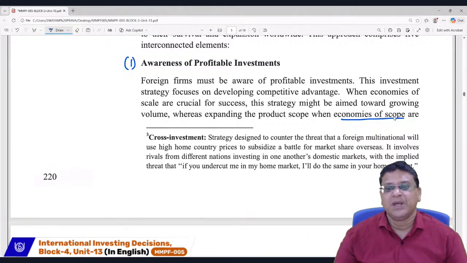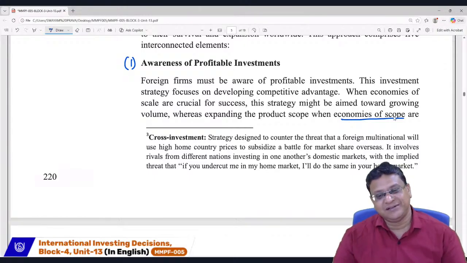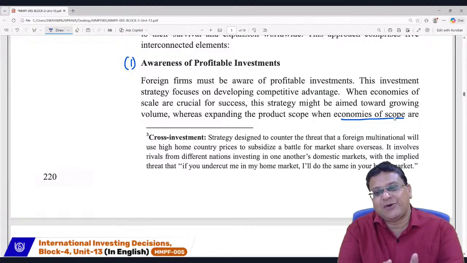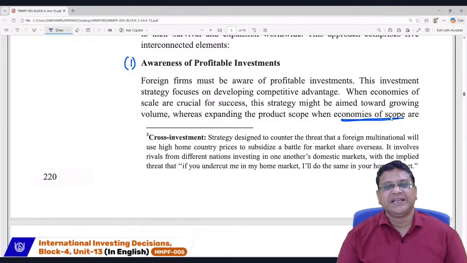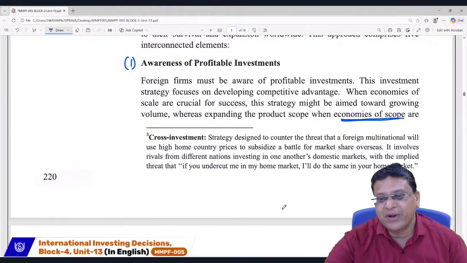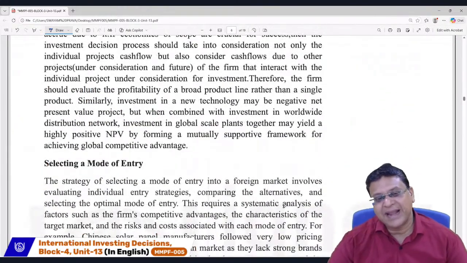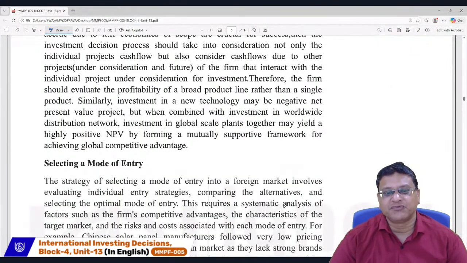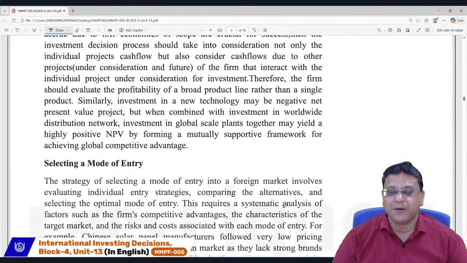What is economies of scope? Economies of scope arises due to production of 2, 3, 4, 5 joint products simultaneously, so that the joint cost is divided between different products and you enjoy the economies of scope. Economies of scale arise in one product, but economies of scope arise in joint production of many products. So when you analyze an international investment, you have to analyze it in terms of the NPV generated by the company from different countries and from different products.